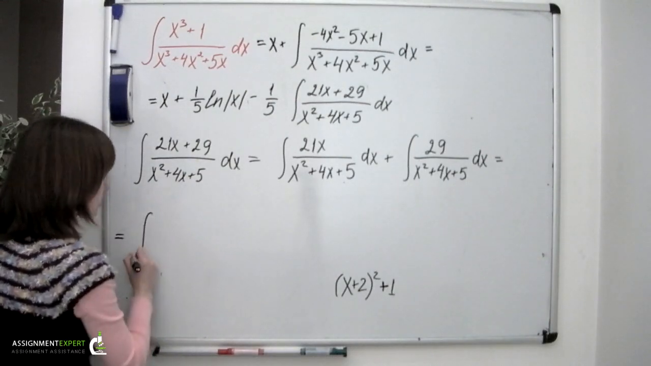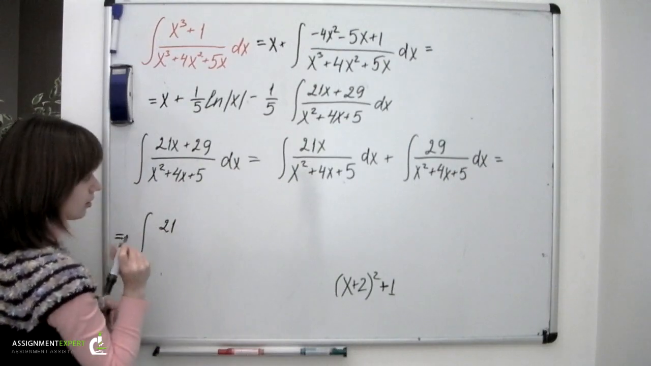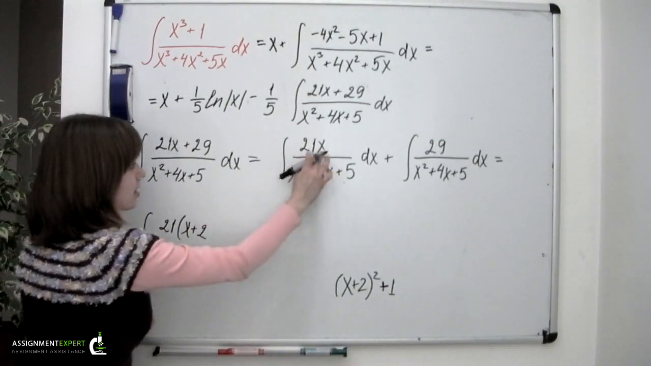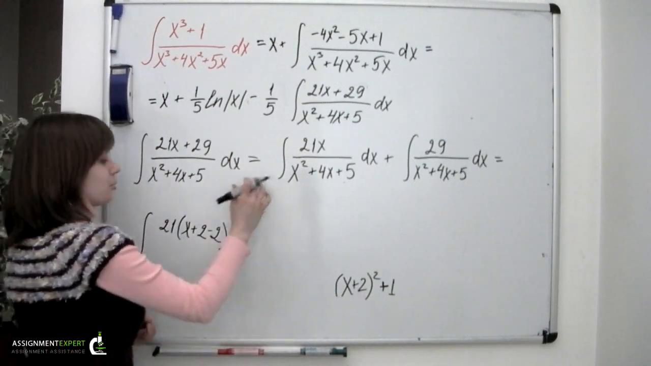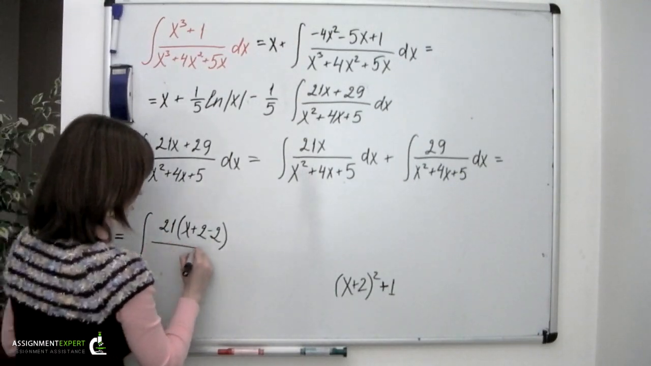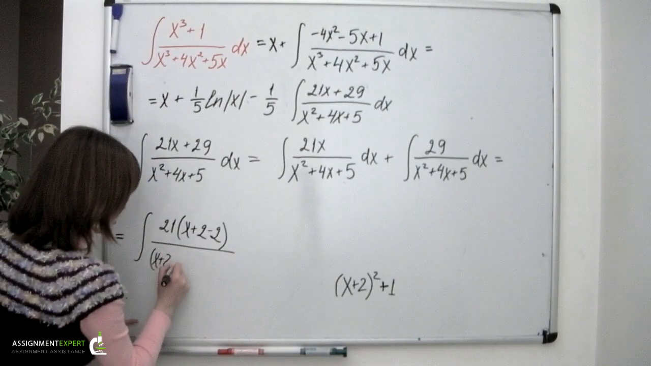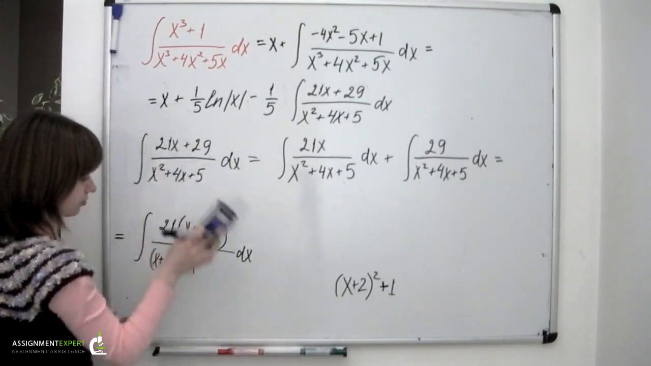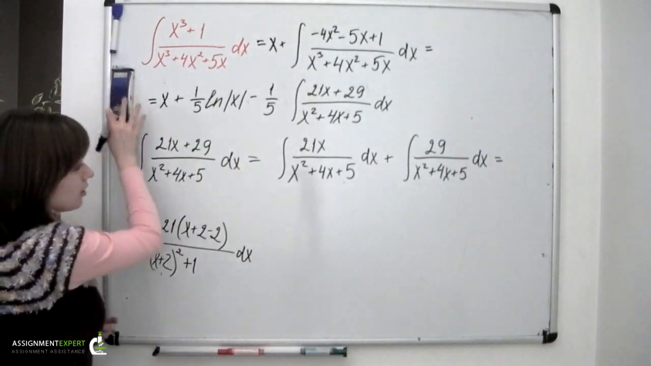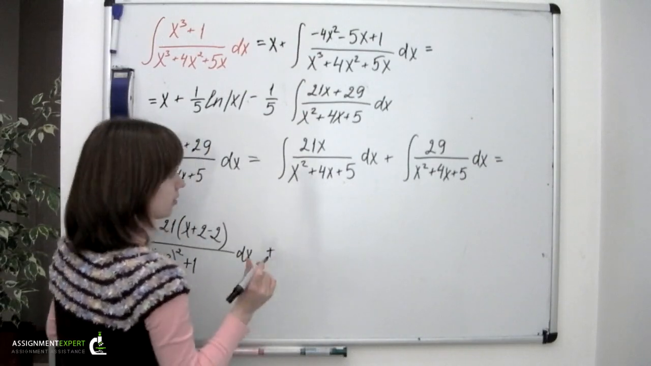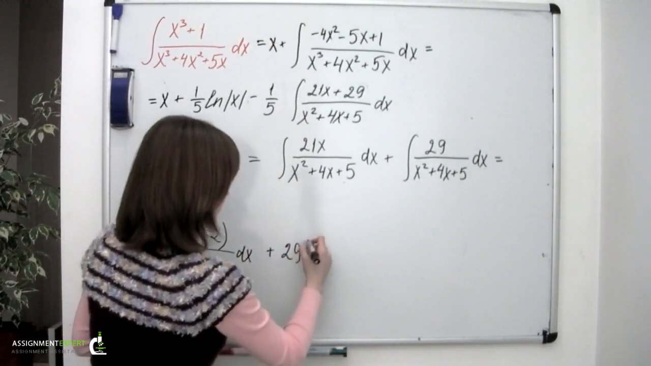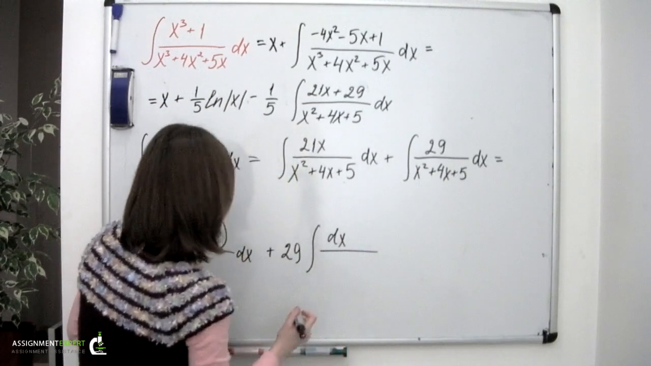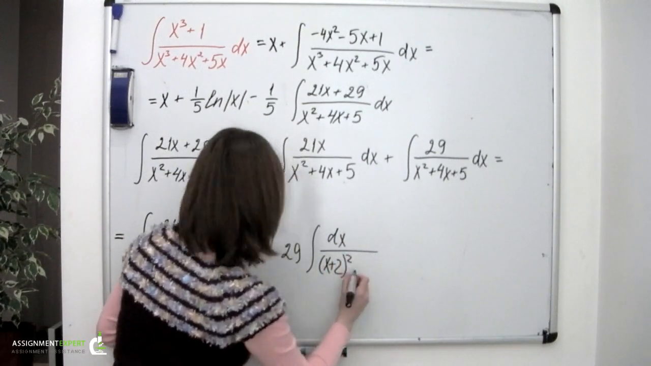Now, one step at a time. We can add and subtract 2 from this x right here. Basically, we've added 0 here, so nothing changed. And this goes divided by (x plus 2) to the second power plus 1 dx. Then we have the second integral. Let's pull 29 out of it and we have dx over (x plus 2) squared plus 1.